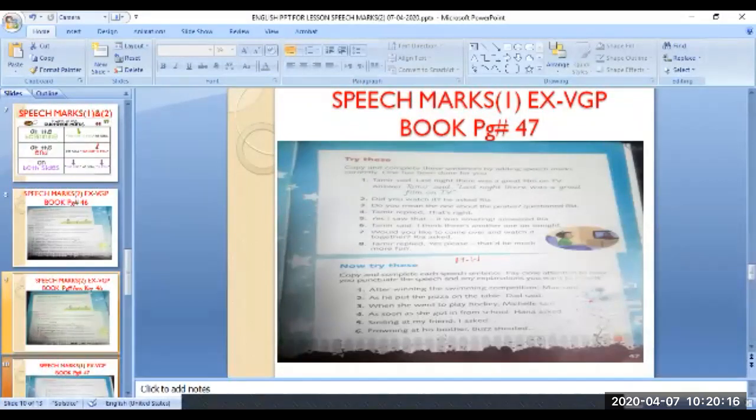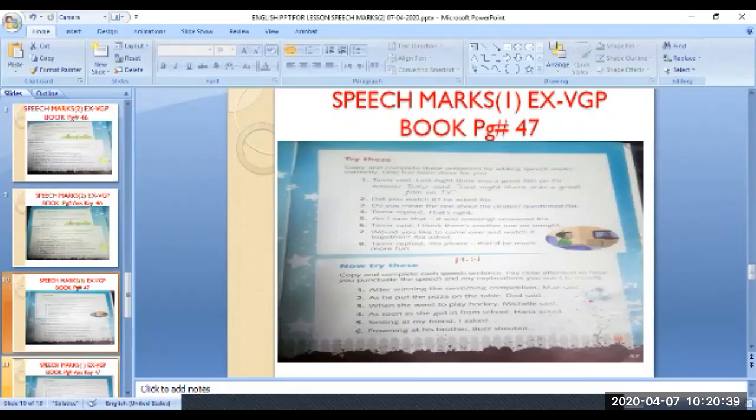Now this is the homework. I will tell you how to do it. Copy and complete each speech sentence. Pay close attention to how you punctuate the speech and my explanation. After winning the swimming competition, Mia said, what did she say? Yes, you can see here, I have written the answers for you. Immediately you will not understand.